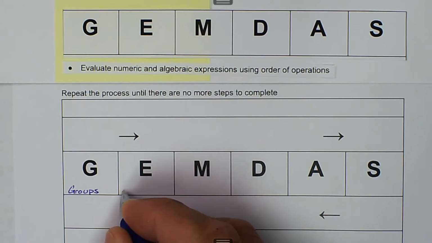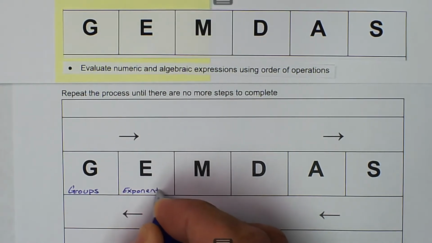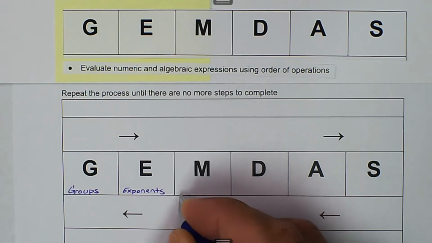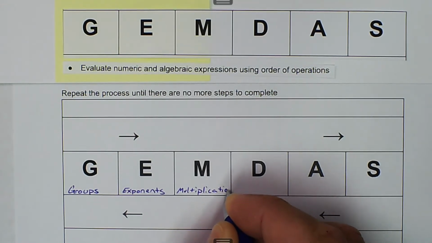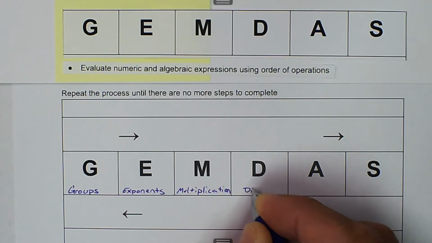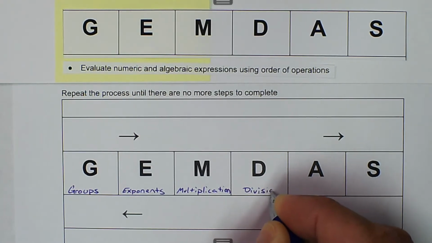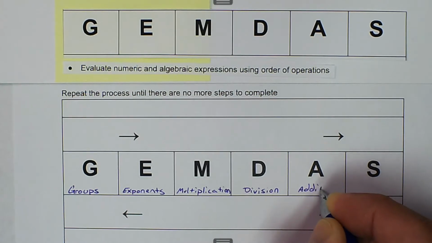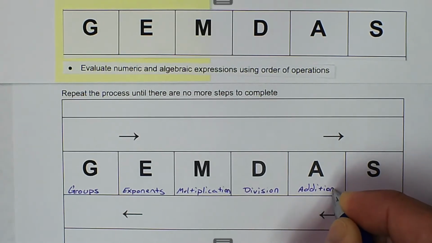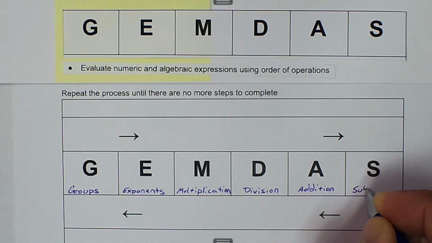The E still stands for exponents. The M stands for multiplication. The D stands for division. A stands for addition. And S stands for subtraction.